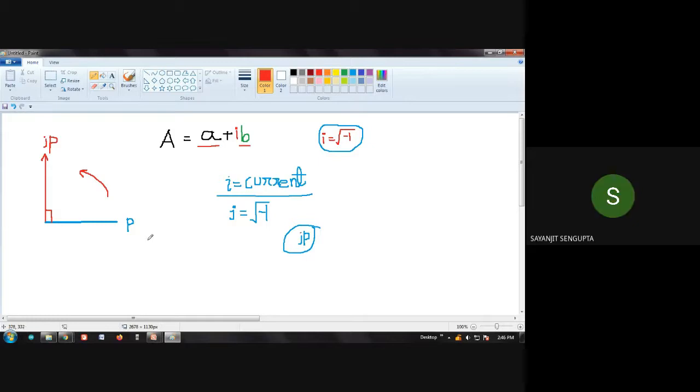According to the definition, this is the meaning of this operator j or i, whatever you call it. If it is multiplied with something, it just rotates the value of this phasor by 90 degrees in the anti-clockwise direction. What is j square? Minus 1. j square equal to minus 1. So what is the value of j square into P? It's minus P. Very good.